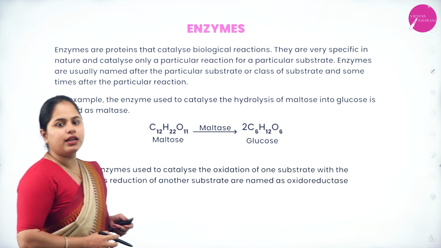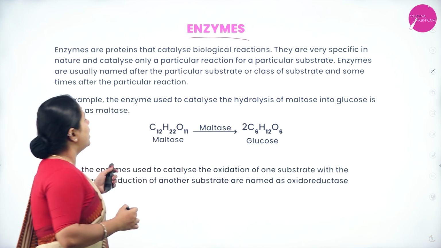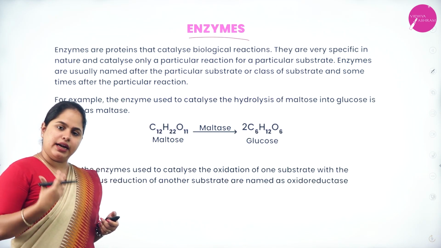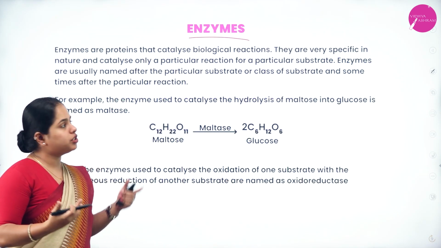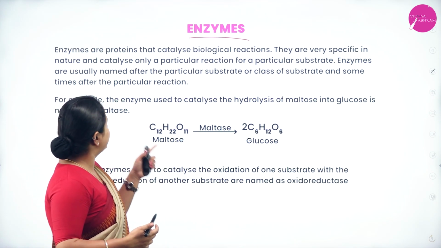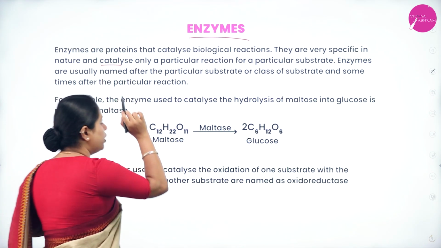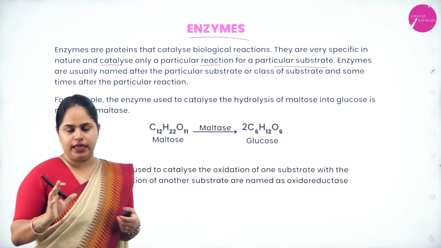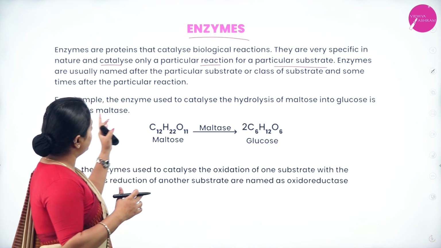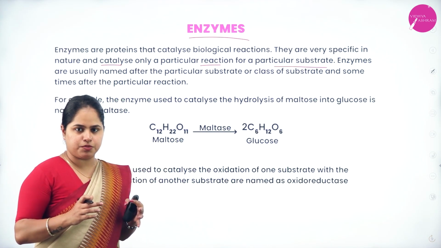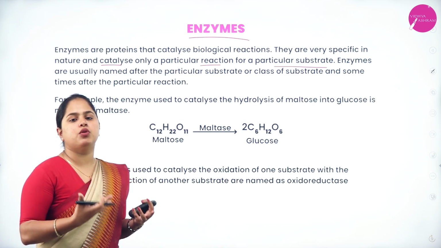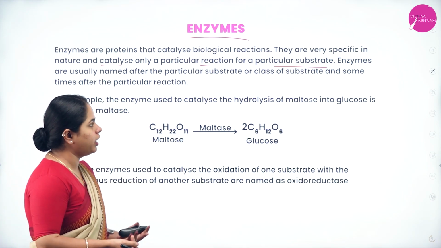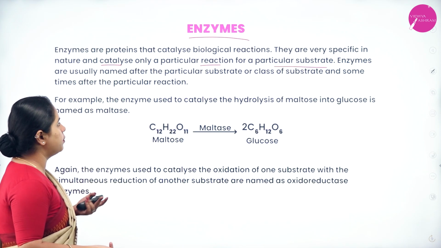Right, now moving on to the next one, that is enzymes. Okay, so enzymes are proteins that catalyze biological activities. So what are enzymes? They are catalysts which help in biological reactions. They are very specific in nature and catalyze only a particular reaction for a particular substrate. So enzymes are very particular in their nature, that is they can be used only for a particular reaction and for a particular substrate. So if the substrate changes, the enzyme used should also be changed. Enzymes are usually named after the particular substrate or class of substrate and sometimes after the particular reaction.